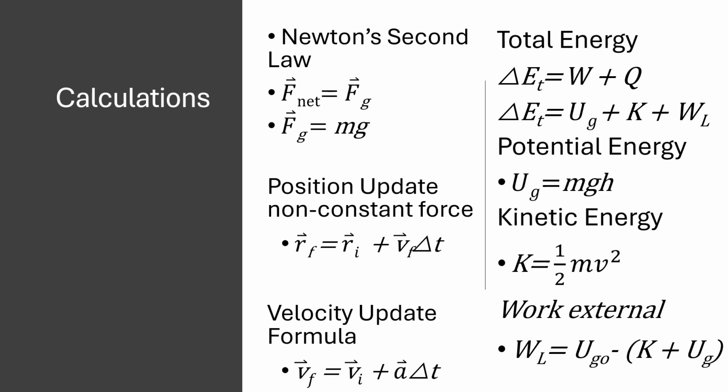And to get work external, I took the initial potential energy of the system, which would give me the total energy of the system, and subtracted the kinetic energy and potential energy at the time to get the graph for the change in work external.